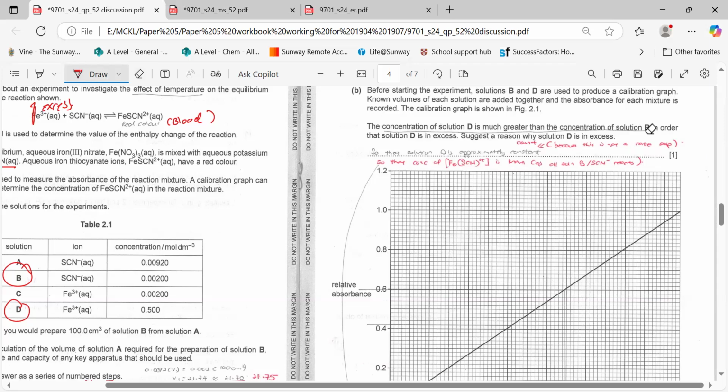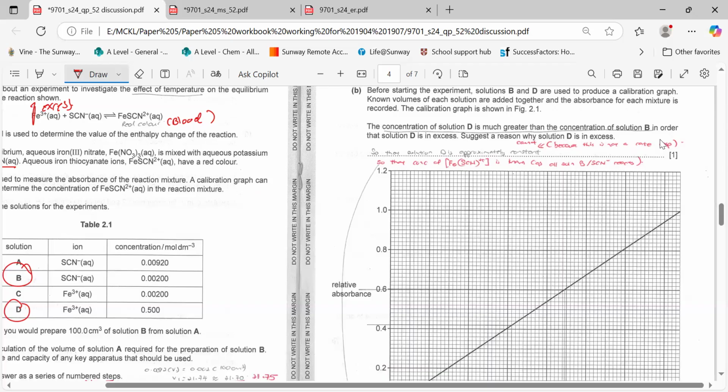Suggest a reason why solution D is in excess: so that the concentration is approximately constant. That was what I wrote. I say that when the solution concentration is so in excess, any decrease in the concentration is small. For example, if your bank account has 10 million and I took 100 from you, you will still view your bank account as 10 million. Any decrease is considered insignificant to you. But if your bank account has 1,000 and I took 100, whoa, there's a 10% drop already immediately.